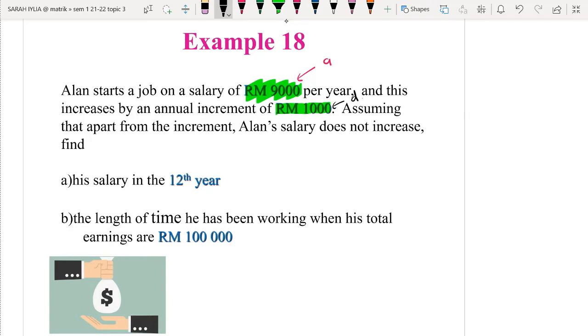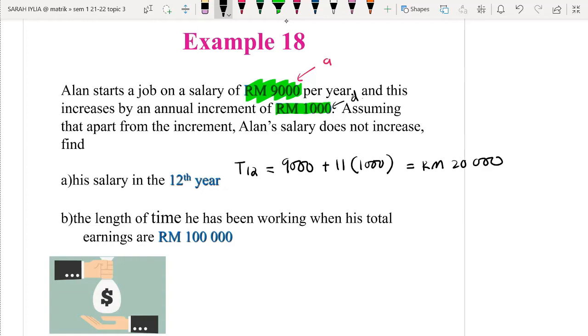So for Alan's salary in the 12th year, it means that we want to find T12. Following the nth term formula, T12 will be equal to A, our starting salary 9,000, plus n minus 1, so 12 minus 1 means 11, times D, our increment, 1,000 there. From here, we can calculate using the calculator, so the final answer would be RM 20,000.